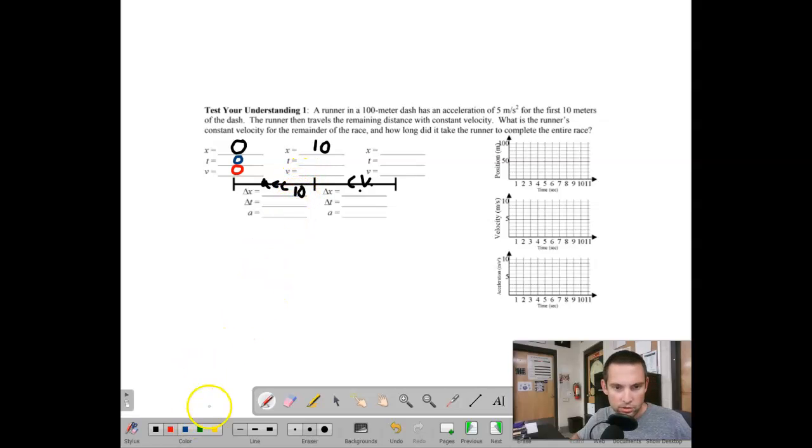So what do we know? We know the acceleration is going to be 5 meters per second squared for this first piece here. So that now unlocks the kinematic equations, those 4 equations we can use to fill in all of these. But before I do that, let's fill in the rest. We know we're at a constant velocity for the second segment, which means 0 acceleration.